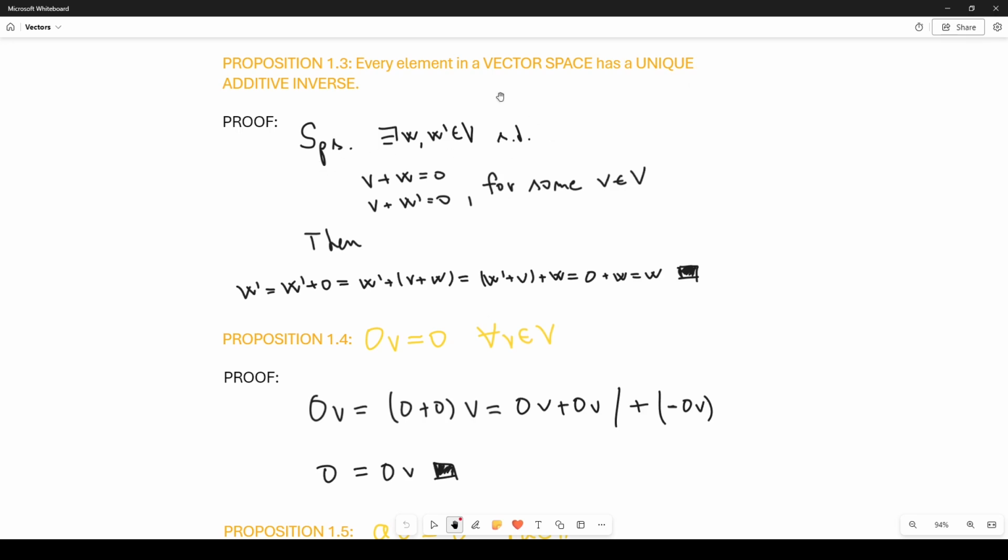So suppose again, just like with the additive identities up there, we have two additive inverses, w and w', for some arbitrary vector v in our vector space. Then this holds, and we have that w' is equal to the following, and we can write 0 this way. We use associativity to bracket the terms how we like, and then this is 0. So we get that w' is equal to w. So again, additive inverses are unique.